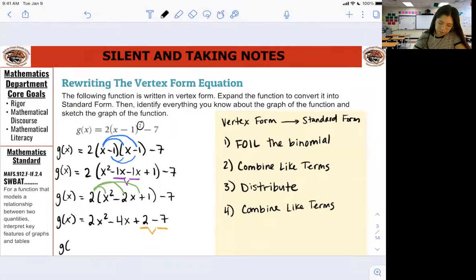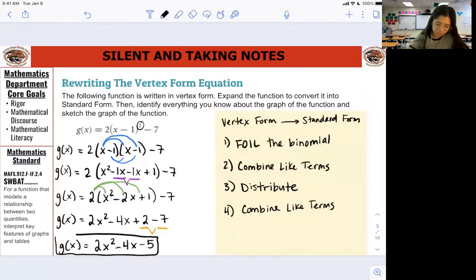-5. So we started out with vertex form. Now I have standard form: 2x squared minus 4x minus 5. Standard form. And the thing is, you can always do this. You can start from vertex form and turn it into standard form by following those four steps.